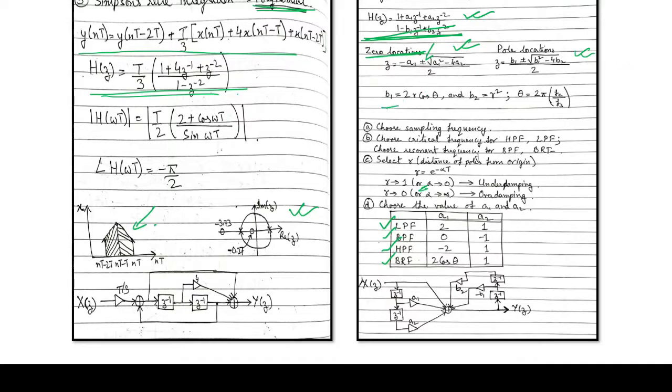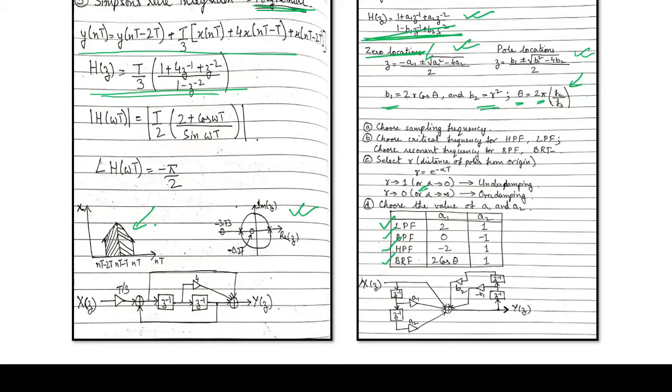Now B1 is given by 2r cos theta and B2 equals r square. And what is theta? Theta is the normalized frequency in radians, not in degrees, because 2 pi is involved, it should be in radians. Theta equals 2 pi fc by fs. So B1 equals 2r cos theta, B2 equals r square, and theta equals 2 pi fc by fs.